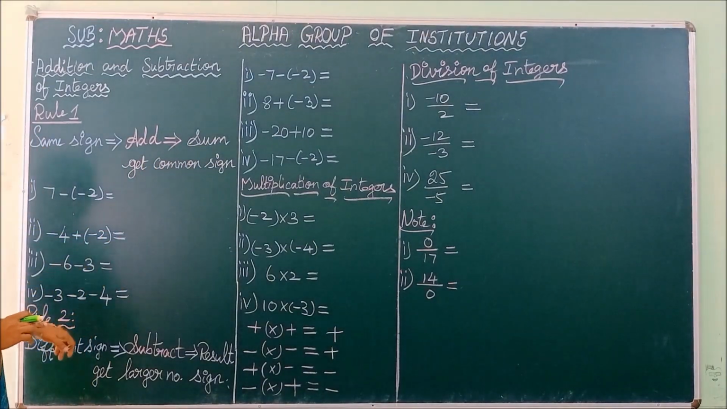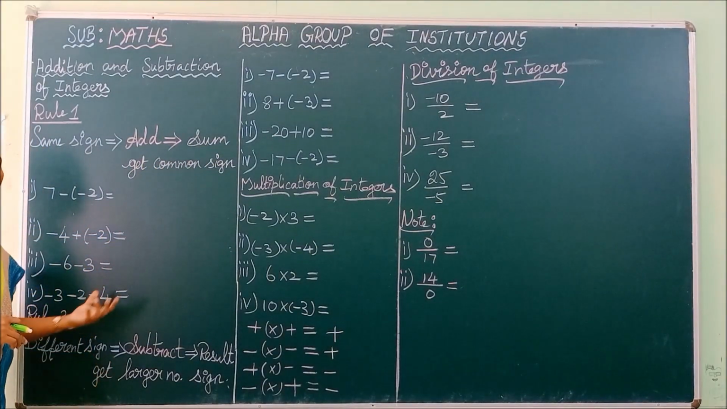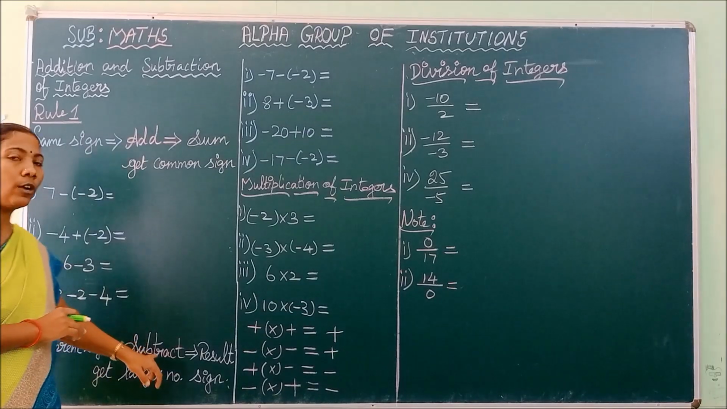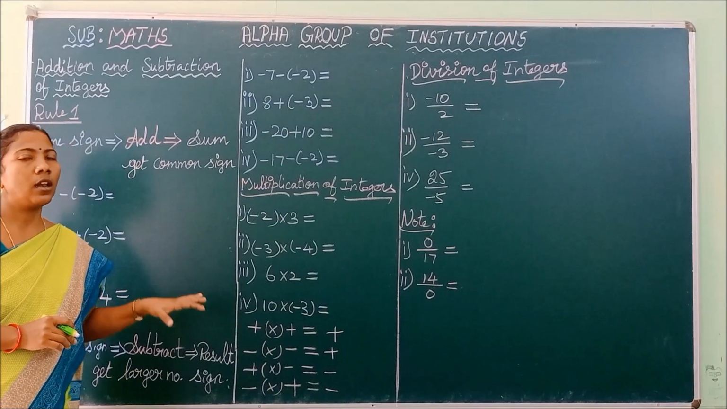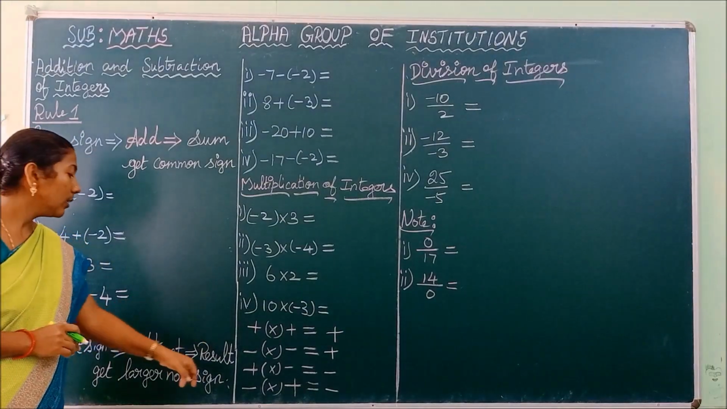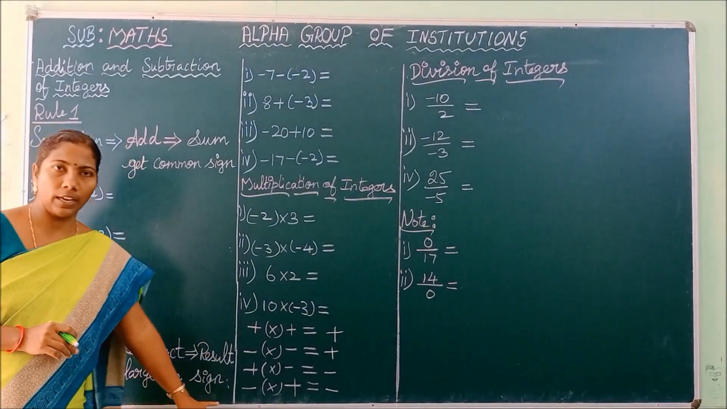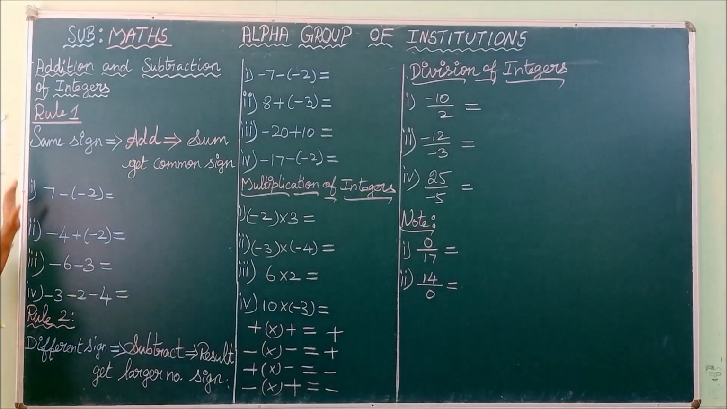But what is rule 2? Suppose the given integers have different signs, then we have to subtract. How do you subtract? You have to subtract the smaller number from the larger number. You get one result, and that result gets the larger number's sign. Okay. Let us see some examples for rule 1.